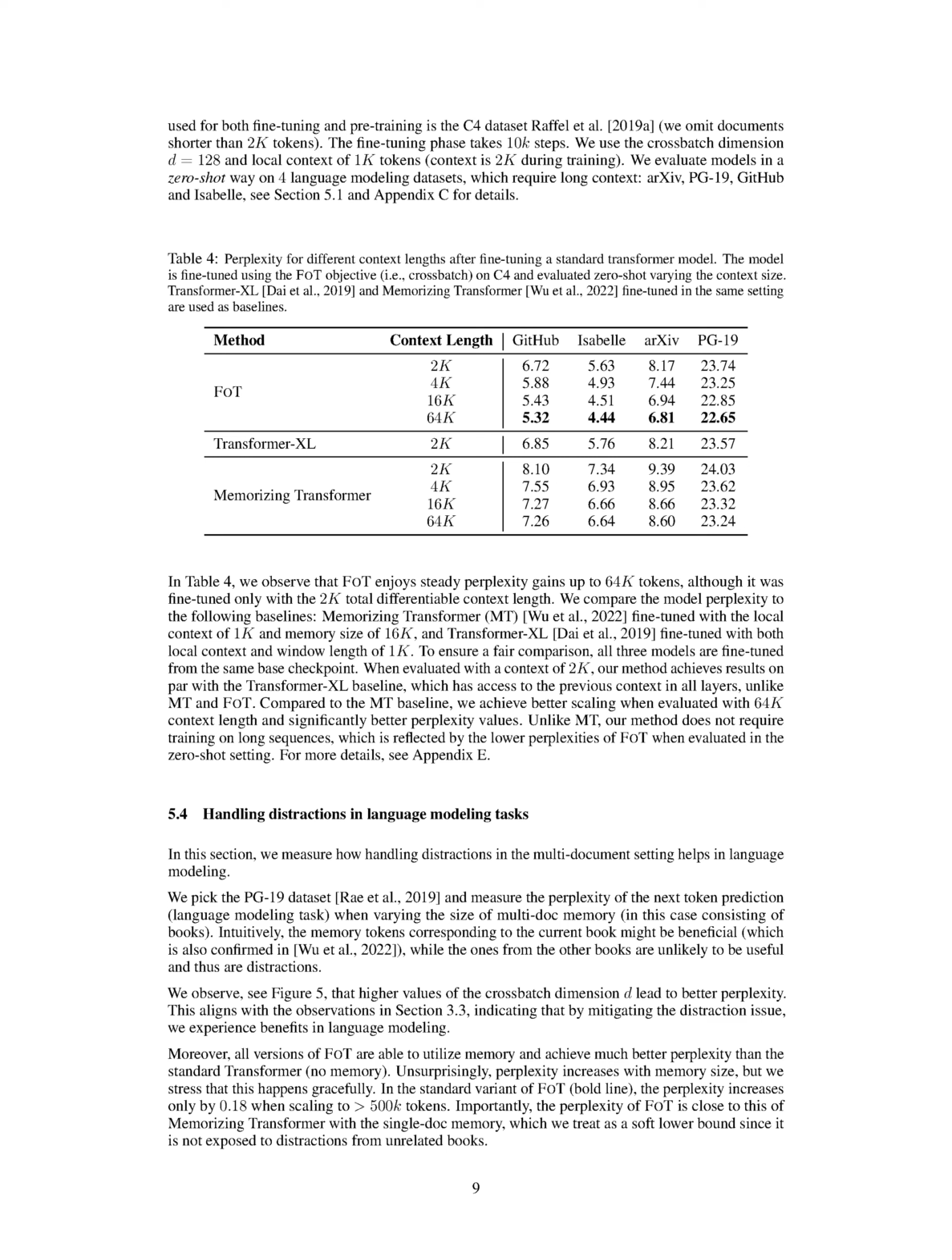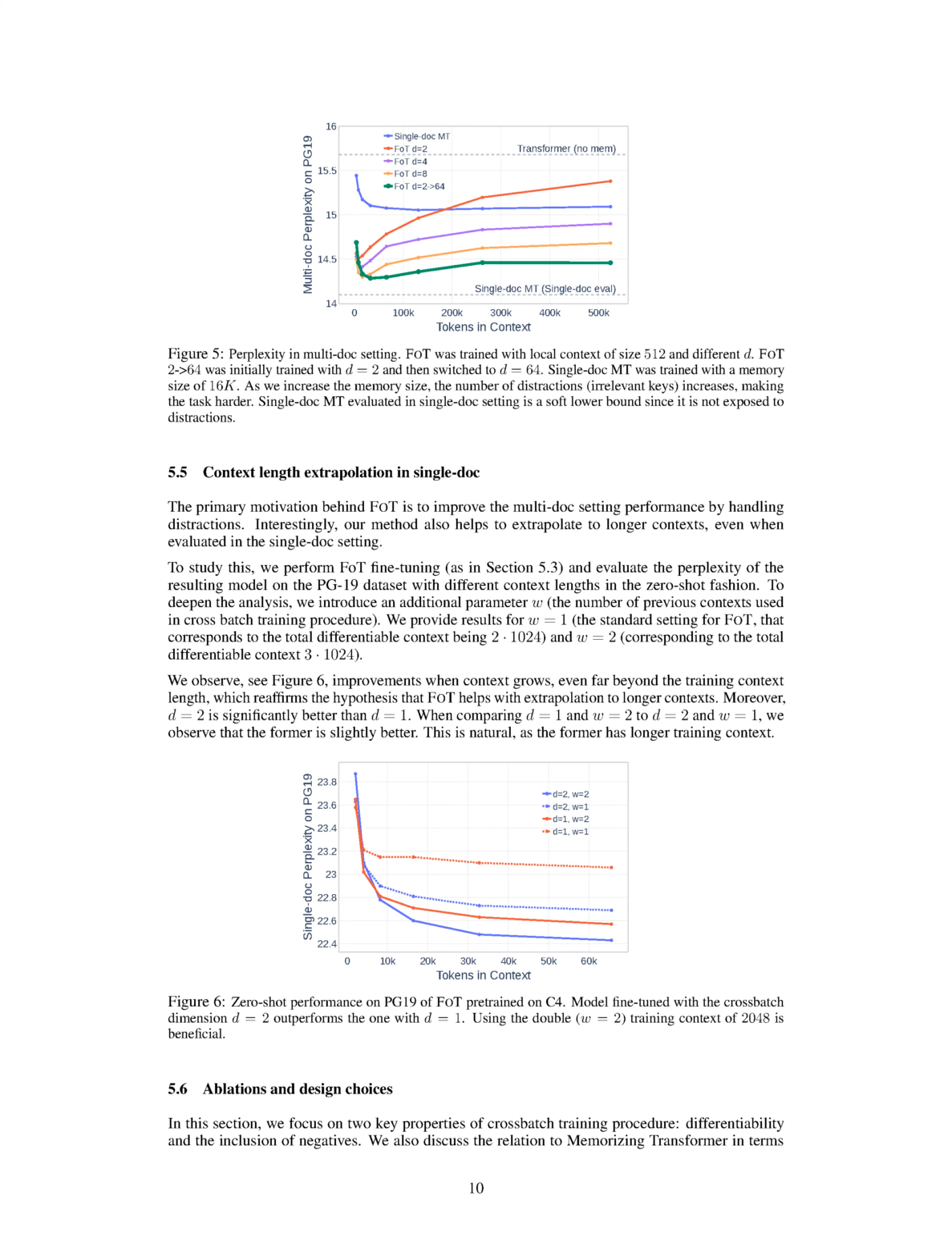The main reason we developed FOT was to improve performance in multi-document environments by reducing distractions. Interestingly, our method also helps to extend to longer contexts, even when tested in a single document setting. To investigate this, we fine-tuned FOT and tested its word prediction on the PG19 dataset with different context lengths in a zero-shot fashion. To deepen our analysis, we introduced an additional parameter W, which represents the number of previous contexts used in the crossbatch training procedure.